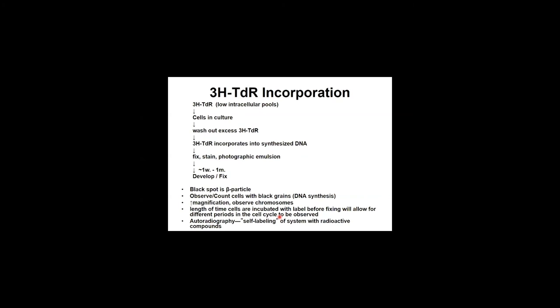And what you can do is put it on a stain, add a photographic emulsion, and within anywhere from a week to a month, you can develop it. Wherever you see a black spot, that's where a beta particle was emitted. You can count the black grains, and that gives you how many cells were undergoing DNA synthesis. You can increase the magnification and actually see chromosomes. And you can change the length of time the cells are incubated with it to allow them to have different periods of label during the cell cycle.